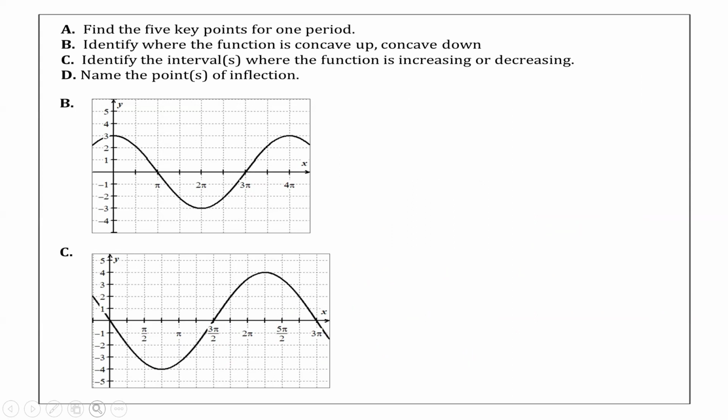You're starting at 0, 3. Remember, your starting point for a cosine would be where your maximum value is on your y-axis, not your x-axis intercept.